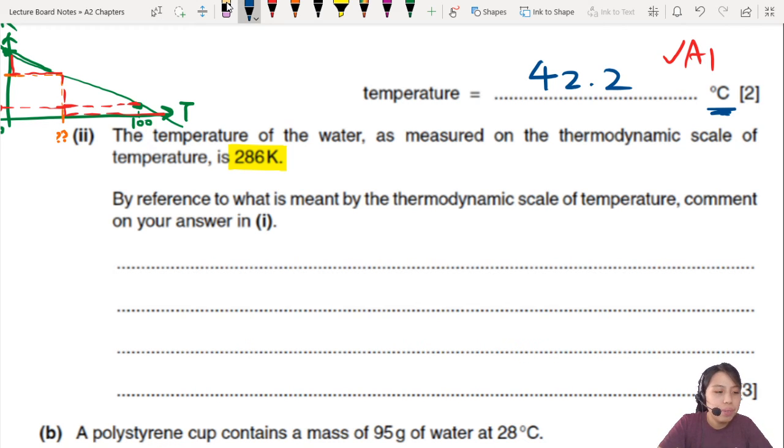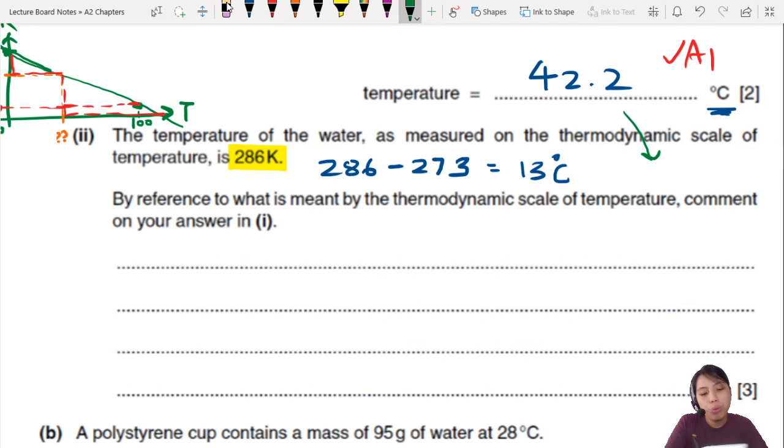286. What shall I convert? How much is this in Celsius? Let me just calculate real quick. So 286 minus 273.15. Actually, let's not do the 0.15. This will give us 286 minus 273, 13 degrees Celsius. That is way different from 42. If I convert 42 to Kelvin, this would be 42.2 plus 273.15, if I keep 3 SF, 315. Oh.